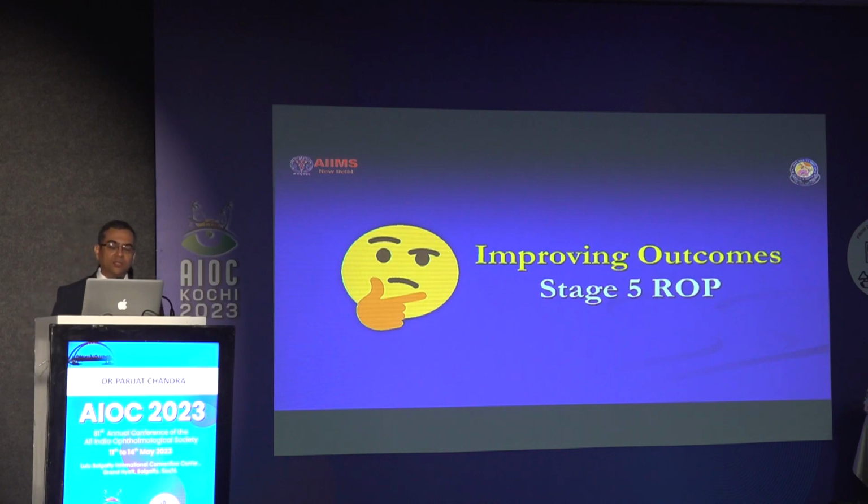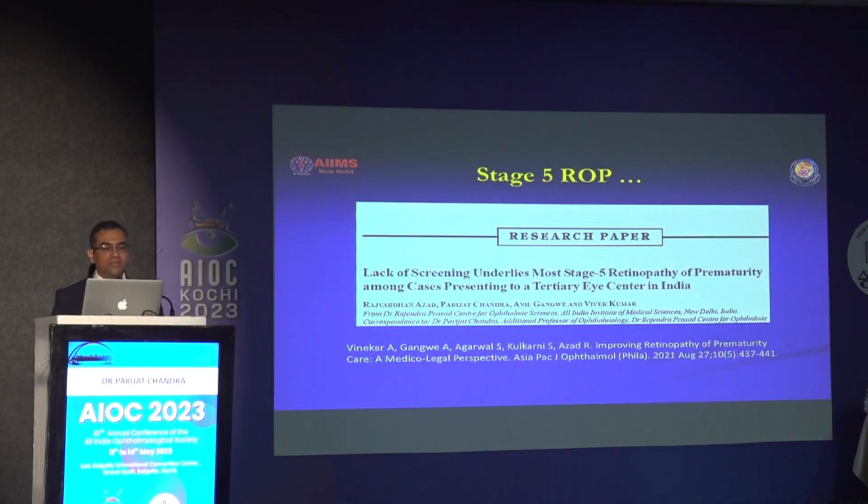Coming to improving outcomes in stage 5 ROP, lack of screening is a big problem which underlies this in our country. We get around 15 cases of stage 5 coming every week, which is very sad, and almost all of them are medical legal cases. Dr. Anand has a very nice series on this. It's worth a read on how we should be aware of dealing with these from a medical legal perspective.